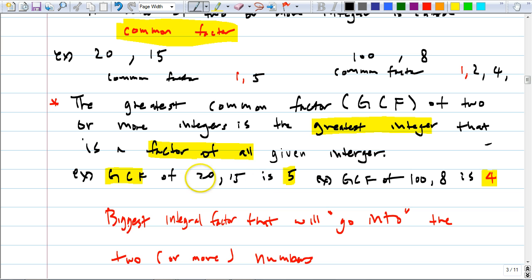Look, does 5 go into 20 and 15? Yeah. And is that the biggest number that will go into 20 and 15? Yeah. There aren't any others. So is 4. 4 is the biggest number that will go into 108. That's what we're basically saying. That's what GCF is. Isn't that right? So that's another way of thinking about it. These are different ways of saying the same thing.